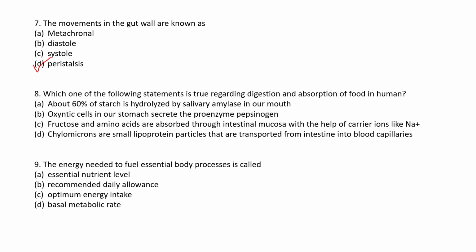Option C. Fructose and amino acids are absorbed through intestinal mucosa with the help of carrier ions like Na+, that means sodium. 9. The energy needed to fuel essential body processes is called option D, basal metabolic rate.